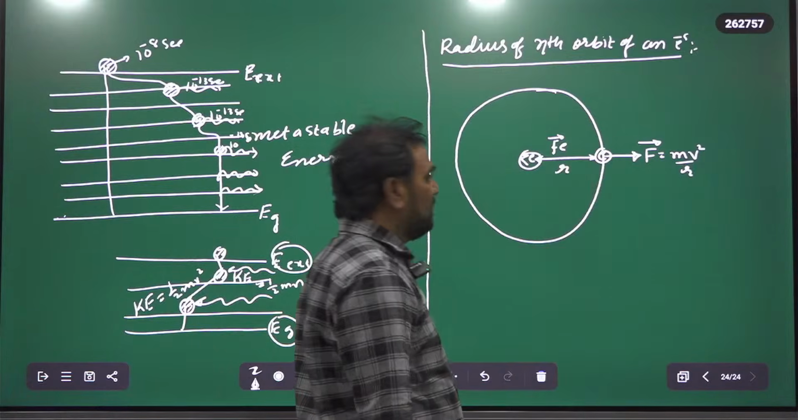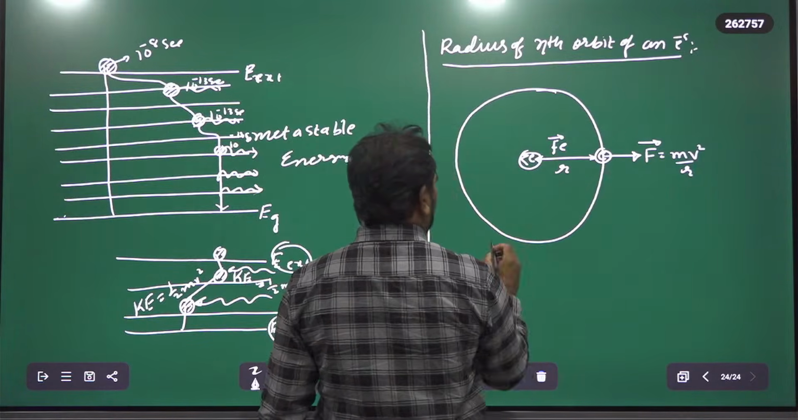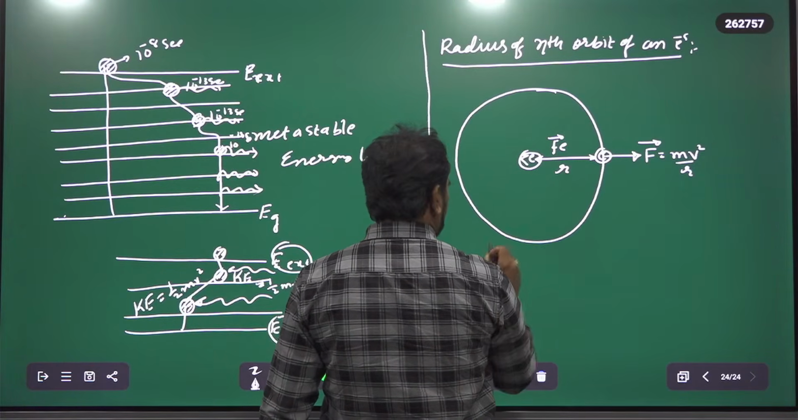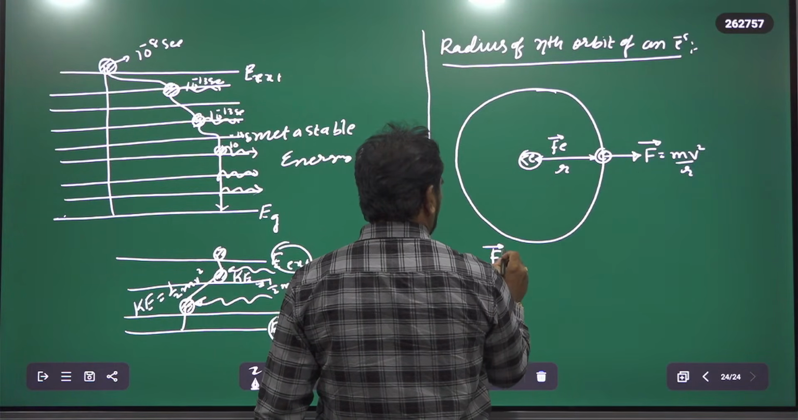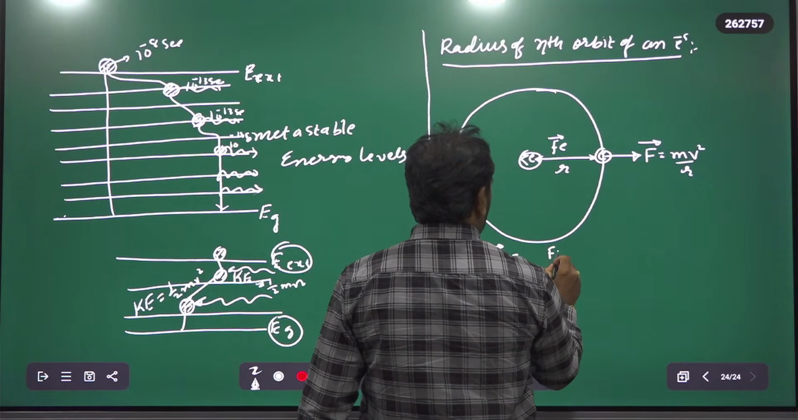Is it clear? At the equilibrium condition, these two forces will be equal. What is this force? Fe, the electrostatic force of interaction, will be equal to what? The centrifugal force.